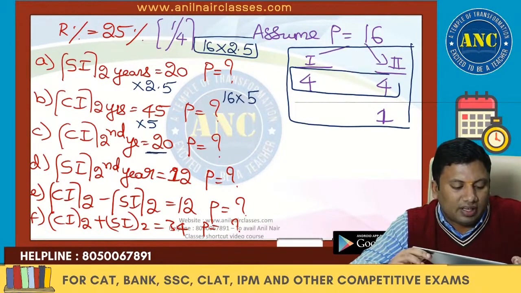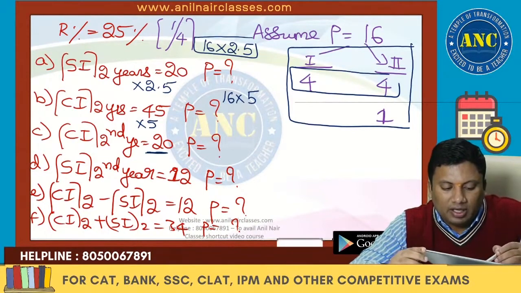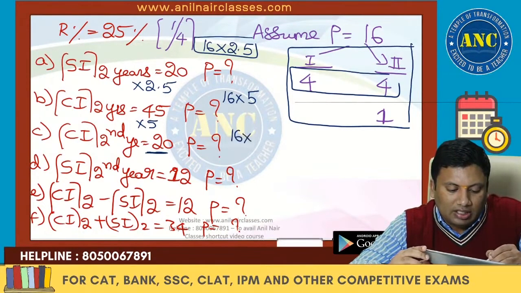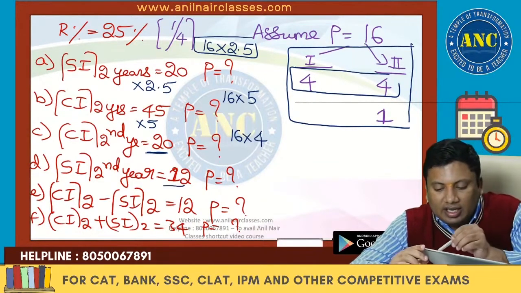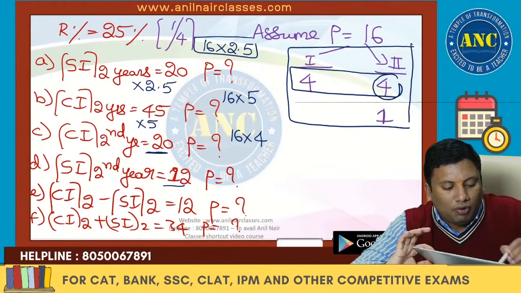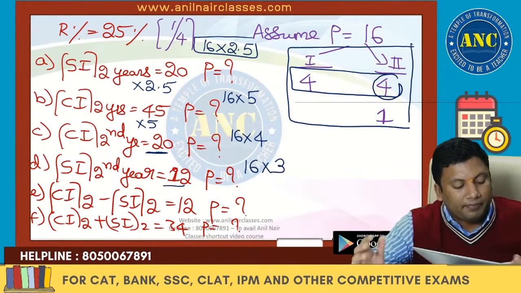Compound interest for the second year: 4 plus 1 is 5. 5 becomes 20, 4 times, so it is into 4. Simple interest for the second year is 4. 4 becomes 12, into 3, so 16 into 3.